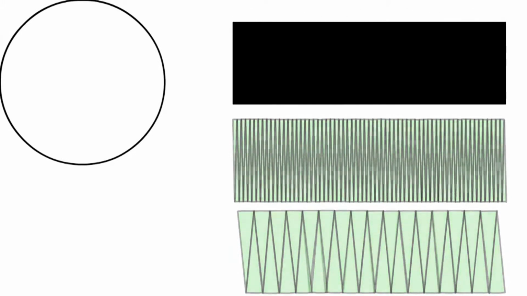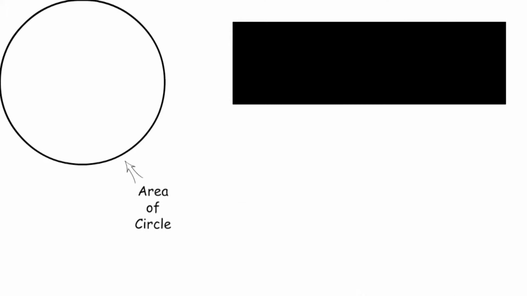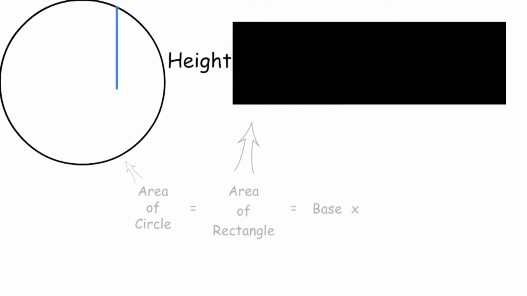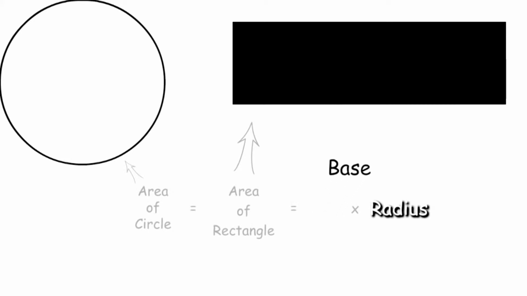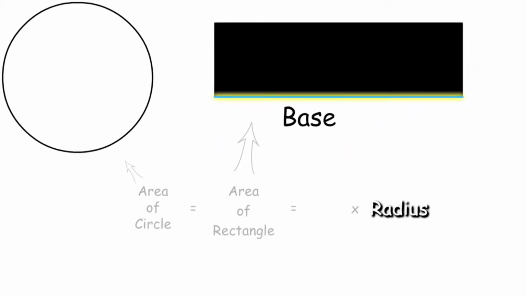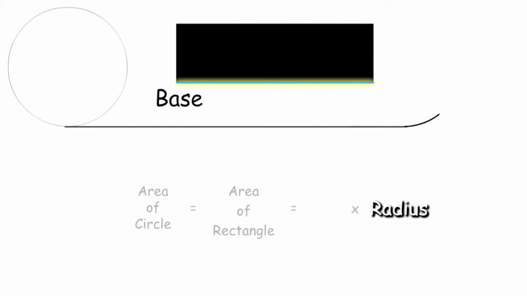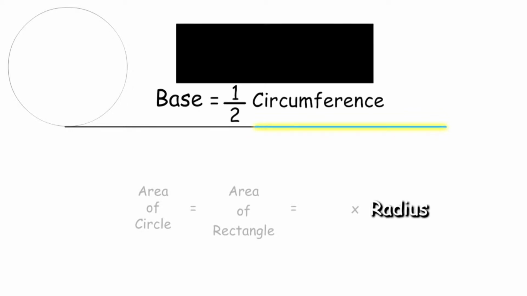Now we can say that the area of the circle is equal to the area of the rectangle, which is equal to base into height. The height of this rectangle is the same as the radius of this circle. To find the base, we compare it with the circumference of the circle. And we see that the base is equal to half of the circumference.